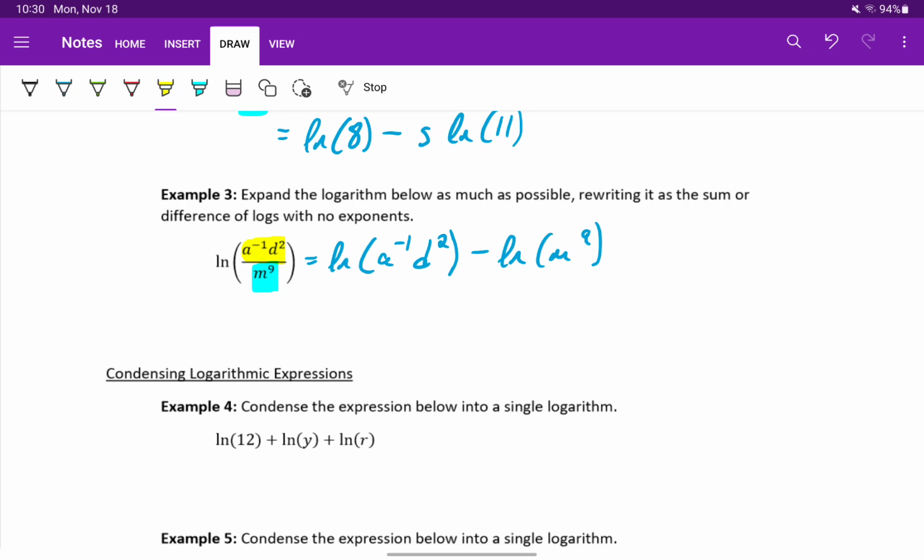We can continue rewriting using those properties. The next thing we might identify is that our first logarithm is the product of two different expressions. So we could expand this out by rewriting this as the natural log of a to the negative first power. Since it's multiplication, we'll use addition to rewrite this as plus the natural log of d squared minus the natural log of m to the 9th.